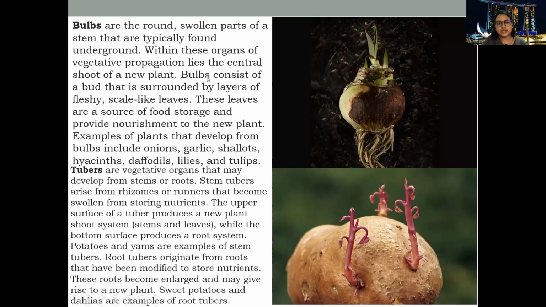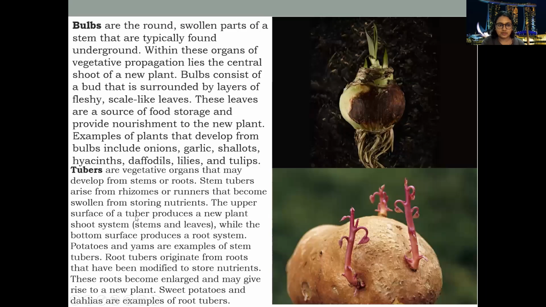Fine. So we can say a bulb consists of a bud that is surrounded by layers of scaly leaves, and these leaves are a source of food, of nourishment to the new plant. And within this organ of vegetative propagation, the central shoot of the plant lies. So these fleshy leaves actually protect the central part of the stem or central shoot part. Any doubt, any question you have?